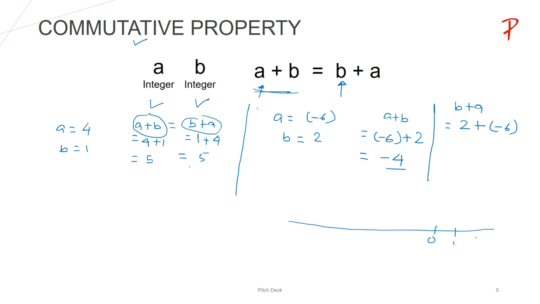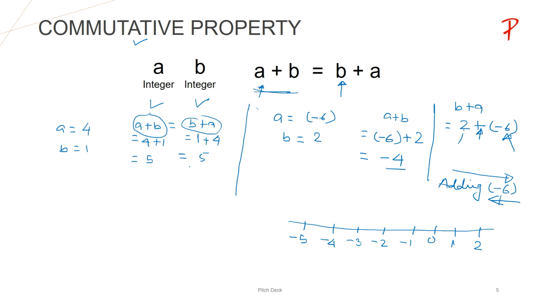Here we have 0, here we have 1, here we have 2, here we have -1, -2, -3, -4, and so on, -5. Okay, so whenever we perform addition, we have to go in the right direction, but here we are adding -6, so we need to go in the left direction.